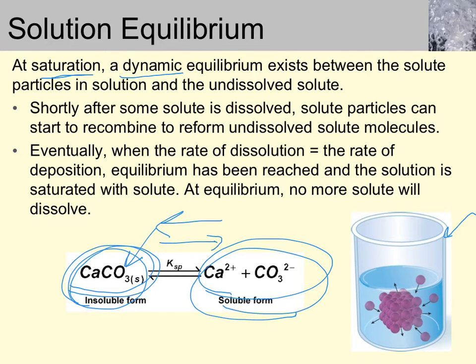You haven't really been introduced to equilibrium. It's a very important concept in this entire class. Just to introduce you to it, equilibrium of anything means that the rate of the forward process equals the rate of the reverse process. So in this case, it would mean the rate of dissolving would equal the rate of precipitation. Okay, that's what equilibrium means. The forward and backward rates are equal to each other.